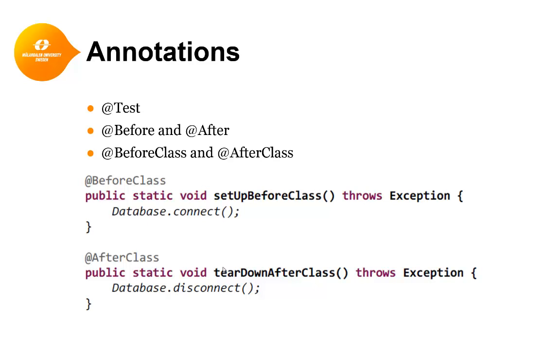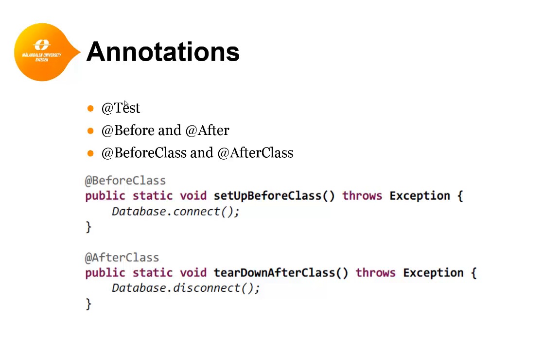We showed in the first hello world example one annotation, Test, declaring that a specific method is actually a test case. Additional annotations are Before and After, stating that a method that has the annotation Before will be executed before any other test case is executed, and After will be executed immediately after each and every test case is executed. Before class and after class methods are executed essentially only once for that specific class.